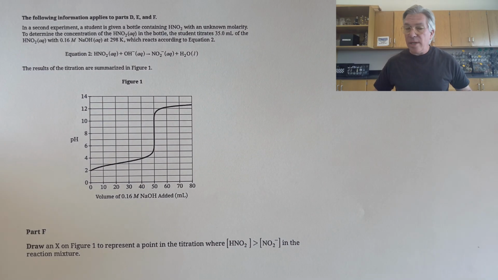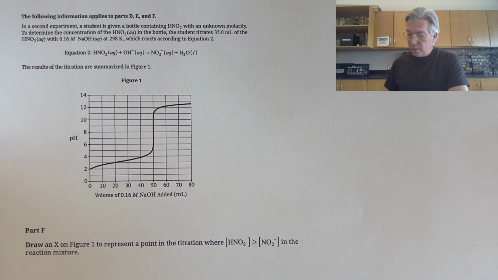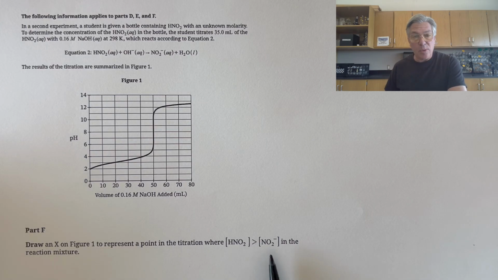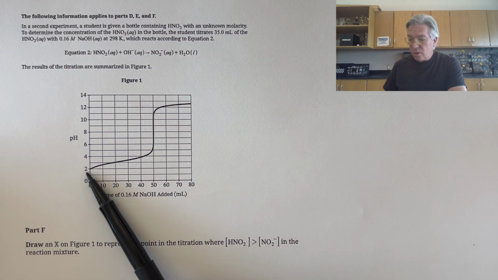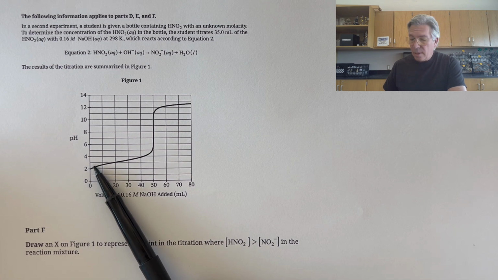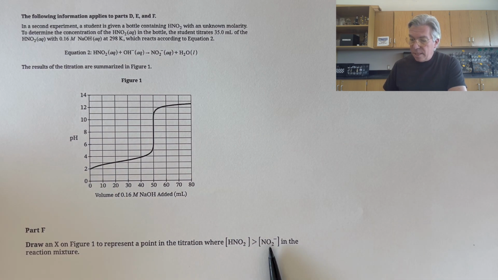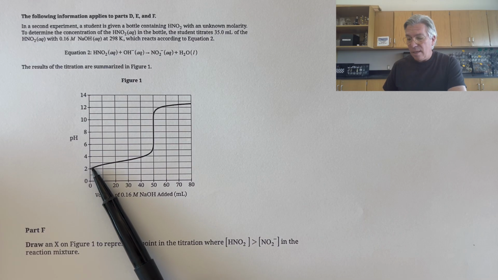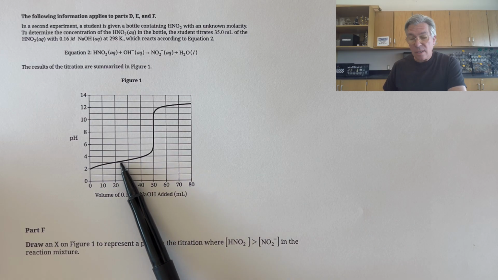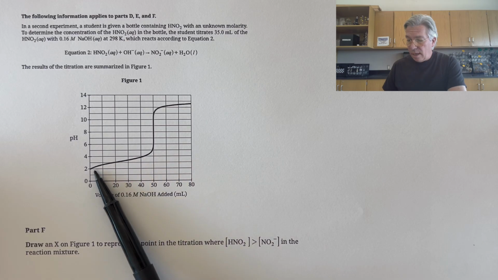In the next one, we have to draw on our graph. So it says, draw an X on figure 1 to represent a point in the titration where the HNO2 is greater than the NO2 minus in the reaction mixture. Implied here is the fact that there's some of both, okay? And you might recall that as we start titrating a weak acid, we'll have a little bump in pH here initially. But then once the conjugate base becomes present in a significant amount, it really levels off and we have this buffer region. And so we have to sort of pay attention here.